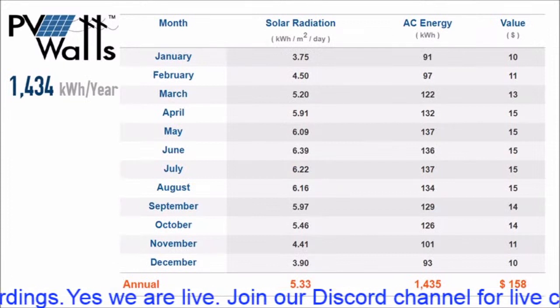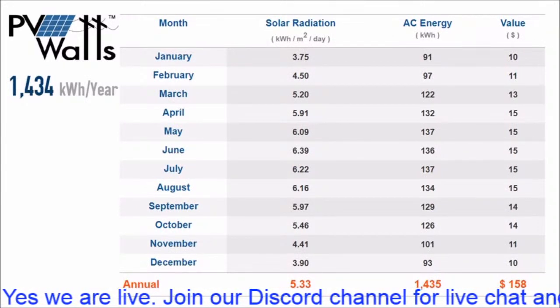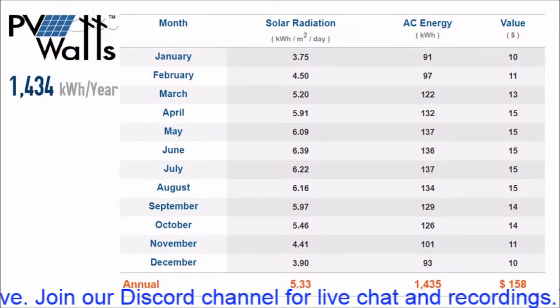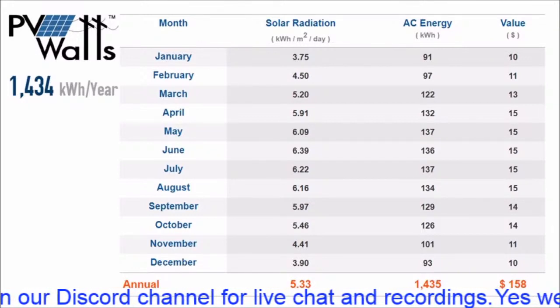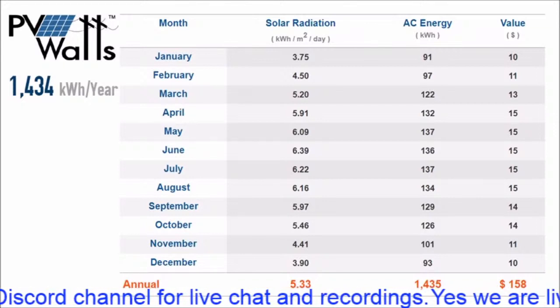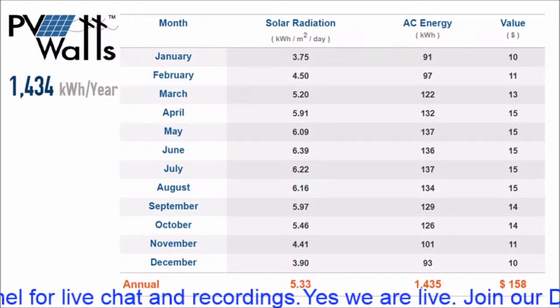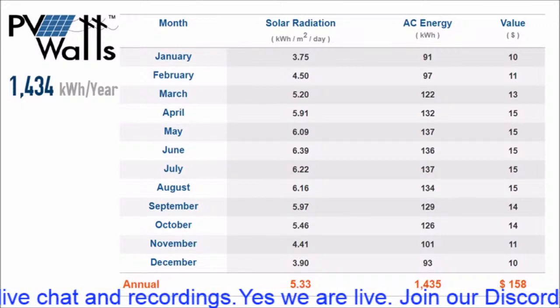We can see that a 1 kilowatt solar array in Houston, Texas, facing due south at a 20-degree roof tilt angle will produce 1,400 kilowatt hours of energy per year. Summer days will produce more than winter days because the days are longer.